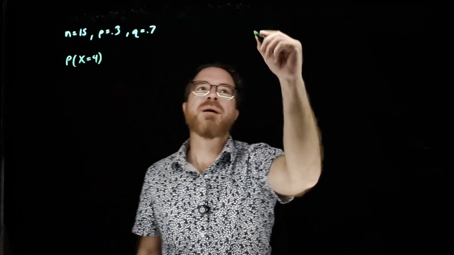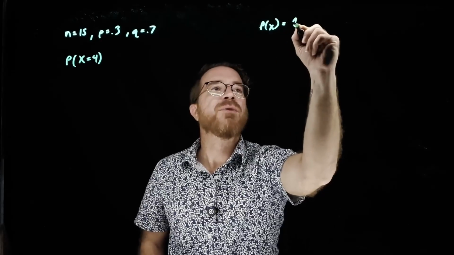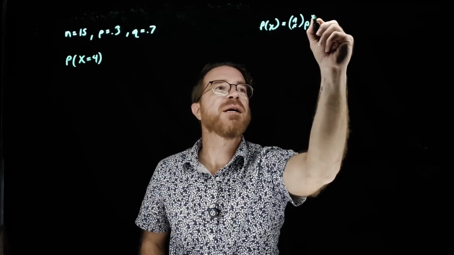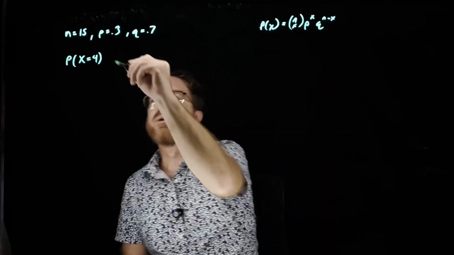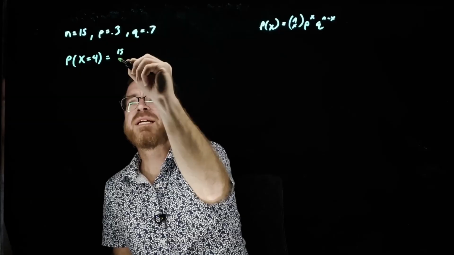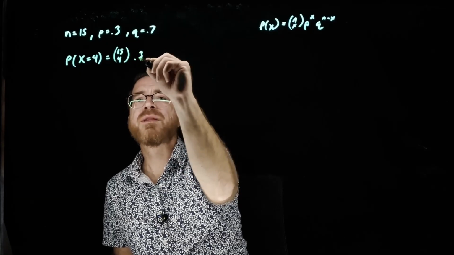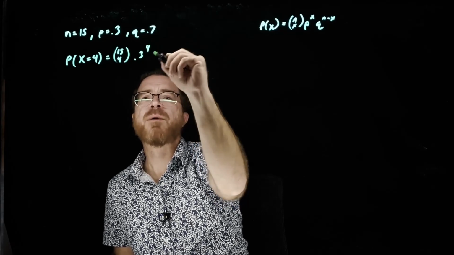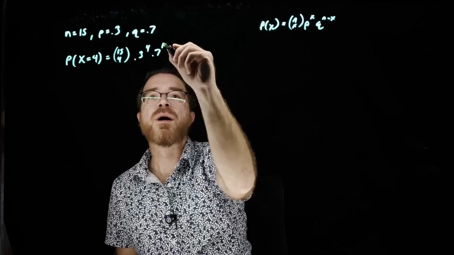So of course, I'm going to write down my probability again because we always need to show what formula we're using. So this p to the x, and then I'm just going to do q to the n minus x for this one. So I'm going to plug in my values. This is going to be 15 choose 4. Then probability of success, 0.3 to the 4th power. Probability of failure, 0.7 to the 15 minus 4, or 11th power.